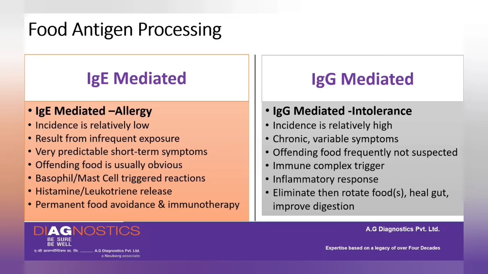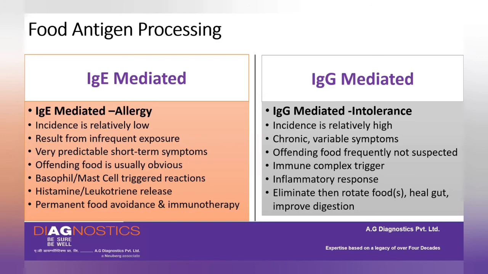So the difference between an IgE mediated and IgG mediated disorder is that IgE mediated is an allergy, which the incidence is relatively low. It results from infrequent exposures, very predictable short-term symptoms. The offending food is usually obvious. At the cellular level, there is a basophil and a mast cell triggered reaction, histamine and leukotriene release, and the treatment for this is permanent food avoidance and or immunotherapy.